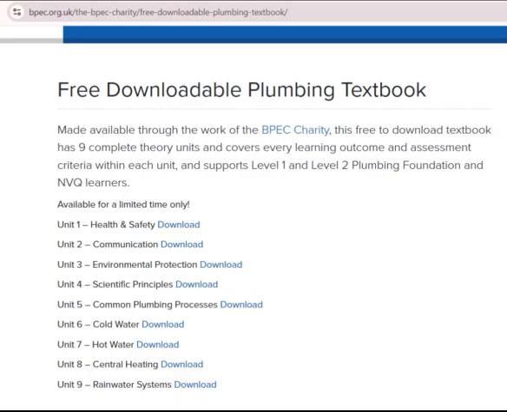AC2. Outline principles of basic mechanics. Within this assessment criteria, the range will cover theory of moments, action and reaction, center of gravity, equilibrium, velocity and ratio, mechanical advantage. The theory of moments.